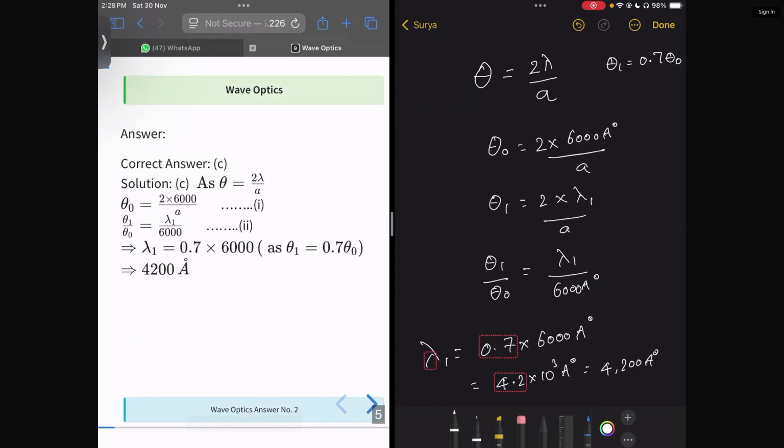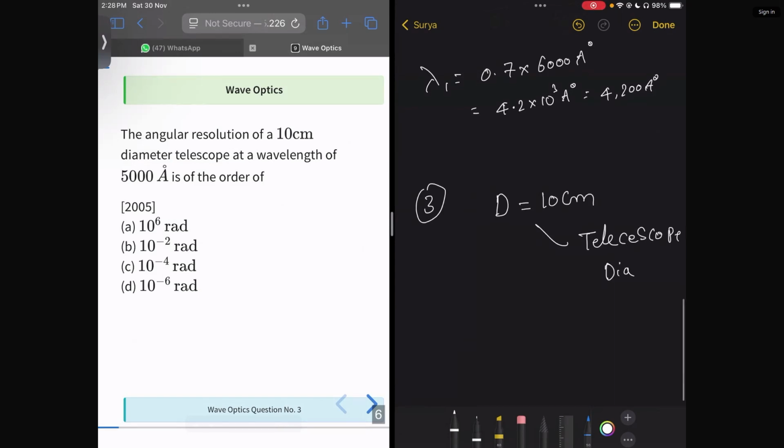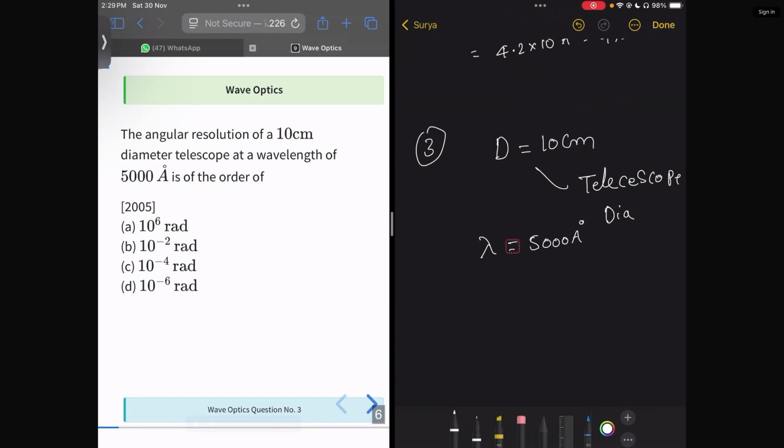Going to the next question. They have given the angular resolution of a telescope of 10 centimeter diameter. The telescope diameter is 10 centimeters, at a wavelength of 5000 angstroms. They are asking for the angular resolution.